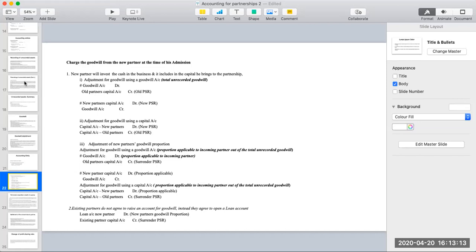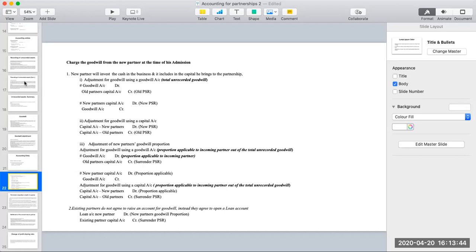To be clear, I will explain it again. The new partner will invest cash in the business and it is included in the capital he brings to the partnership. That means there's no mention of the goodwill. He is bringing in cash and that is his capital. Right. The total unrecorded goodwill will be recorded, debited to the goodwill account, credited to the old partners' capital accounts, that we know.